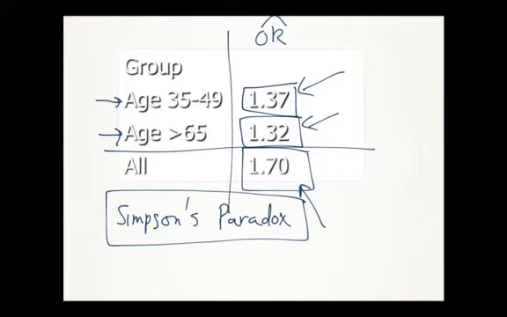So the question that we're asking is, now that we have multiple 2x2 tables, right? We have two 2x2 tables in this case for the two different age groups. Can we combine the information across the two tables? In other words, can I combine this 1.37 with this 1.32, or is there something different in the two age groups, and should I be keeping my odds ratio estimates separate? So that's our question.